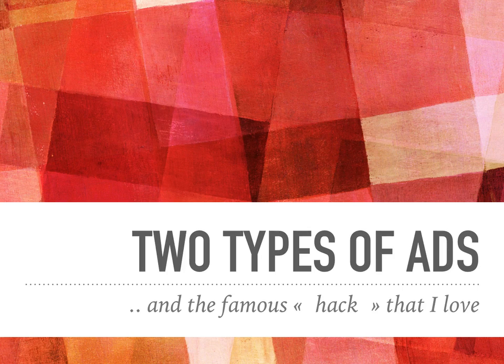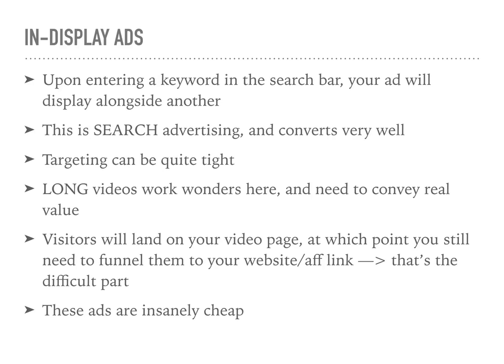Okay, so two types of ads. First one are in-display ads. So those are the ads, and I'm going to show an example for each and create an ad for each type of ad. But when you enter a keyword in the search bar, your ad will display alongside another. That's because two ads show up before the actual search results, which I think on AdWords it's three at most.